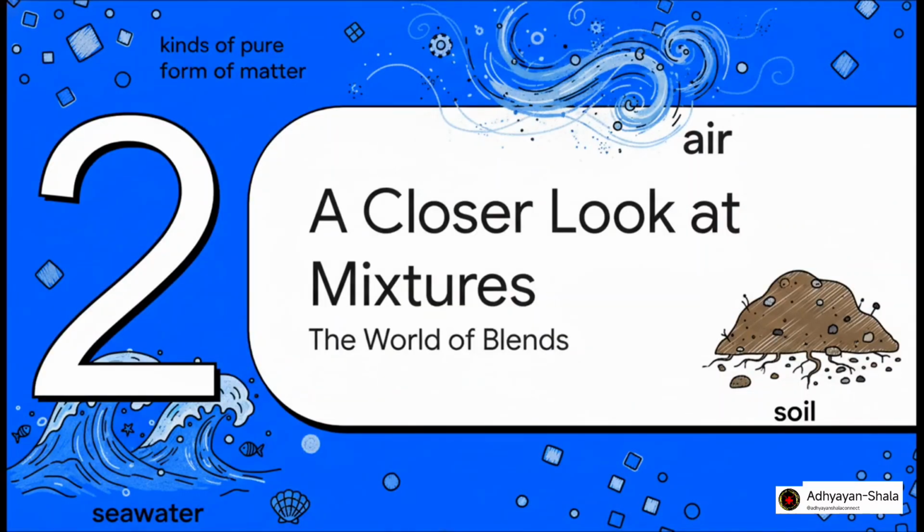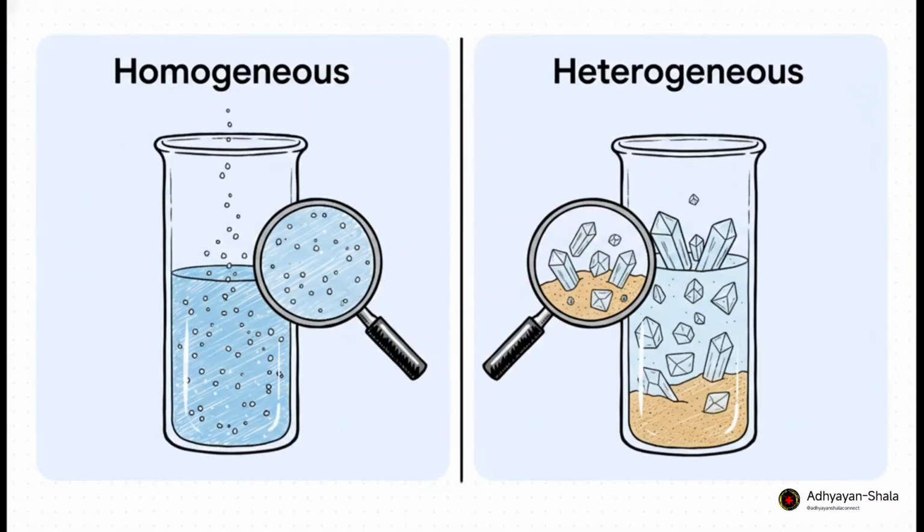Well, it's pretty simple, really. It's just stuff made of more than one kind of pure thing all jumbled together. The ocean, the dirt under your feet, heck, even the air you're breathing right this second. It's all mixtures. Now, mixtures themselves come in two main flavors. You've got your homogeneous mixtures, where everything is blended so perfectly it all looks like one thing. Like when you dissolve salt in water, you can't see the salt anymore, right?